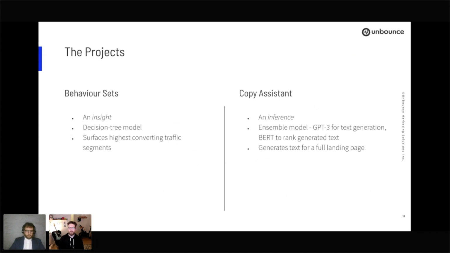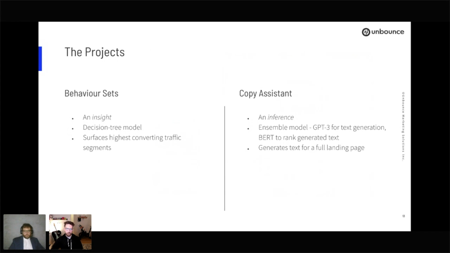Another feature that we were working on in parallel with another team is a feature called Copy Assistant. And this is an inference, so a direct real-time response from a model. And this particular model is a combination of a set of functions to talk to GPT-3, where we submit an initial prompt to generate text. And this is then fed to a customized BERT model, which ranks the text based on its likelihood to improve conversion rates for that page. And the outcome of this is all of the text you need to get started with a landing page, to accelerate the process of creating a new page.